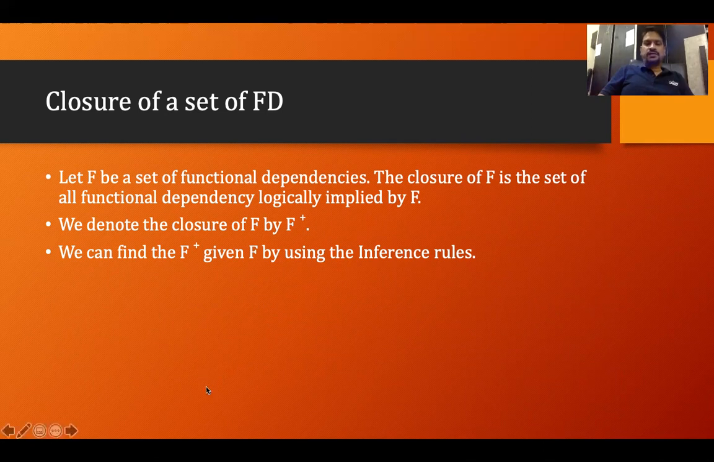Closure will be defined with the attribute name and plus we can have as a closure. So we'll apply these inference rule that we have just seen to find out the closure. Let F be the set of functional dependency. The closure of F is the set of all the functional dependency logically implied by F. We denote the closure of F by F plus. We can find out F plus, given F, by using the inference rule.